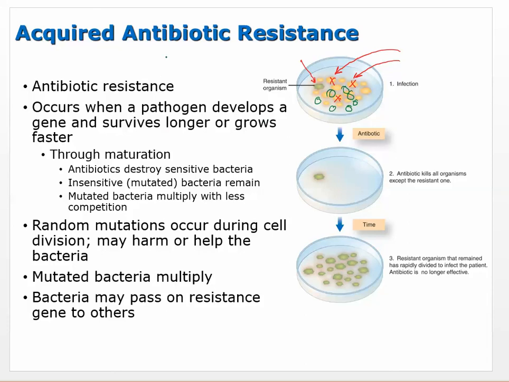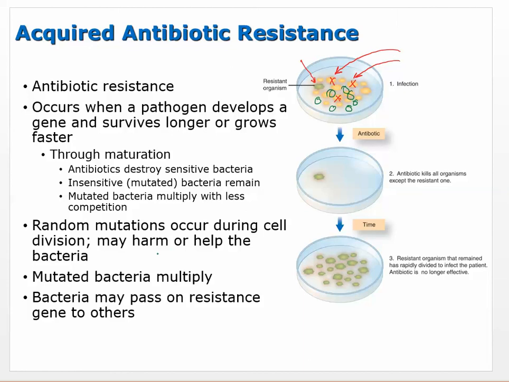Okay, so antibiotic resistance occurs when a pathogen develops a gene and survives longer or grows faster. So something gave it an advantage to survive in that environment. So through mutation, antibiotics destroy sensitive bacteria, but the insensitive or the mutated, the resistant one stays. And then it doesn't have as much competition. The immune system isn't seeing it, or maybe doesn't, hopefully for it. And then it goes on.